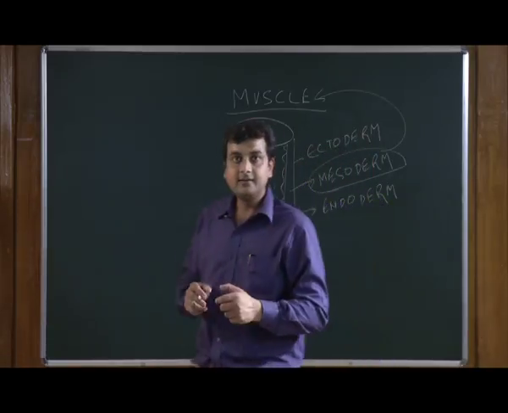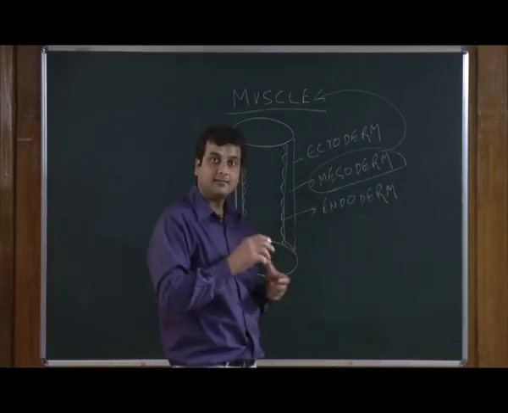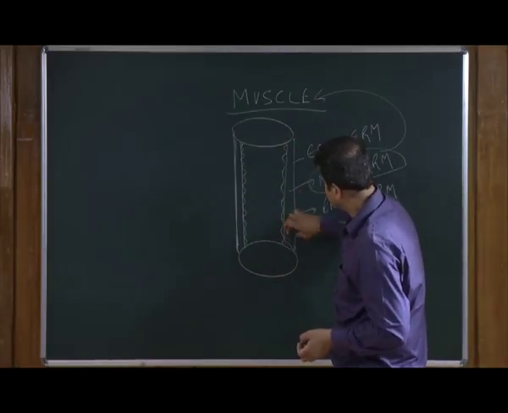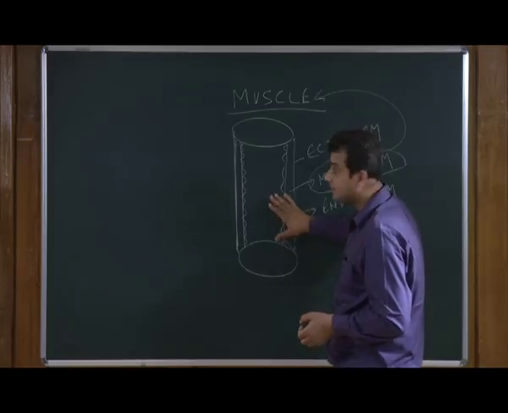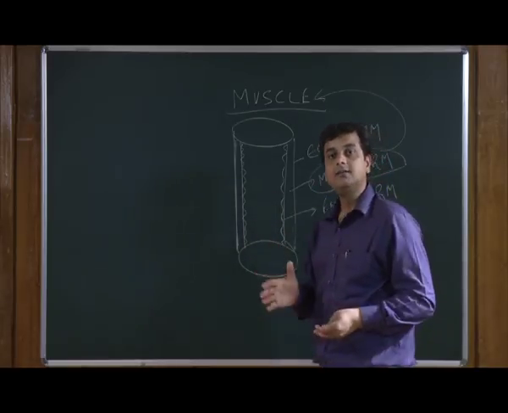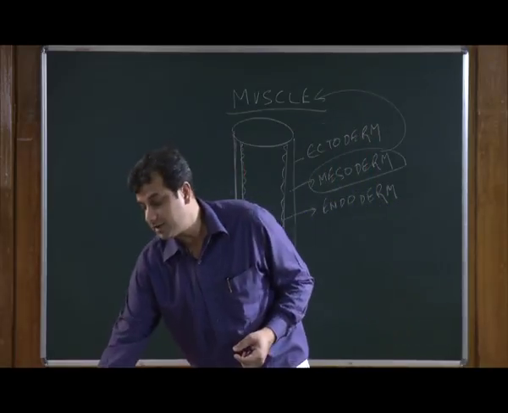Now, if we consider the whole muscle, the muscle is actually comprising the middle part, the mesoderm, and we will try to discuss what the different kinds of muscles are and what the actual function of this muscular tissue is.